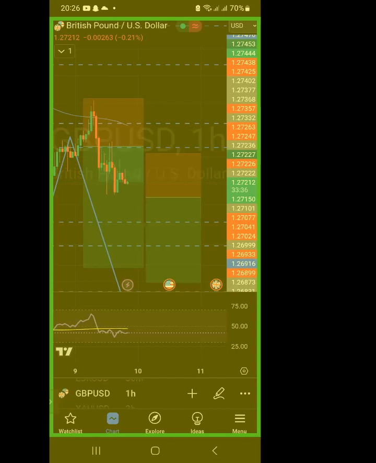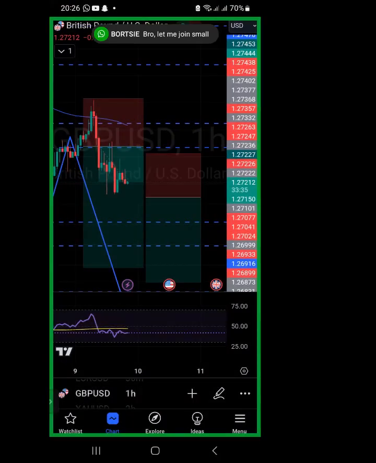Because I use red for selling, as in price going down, and then I use green for buying. I just use this symbol, simple and short.